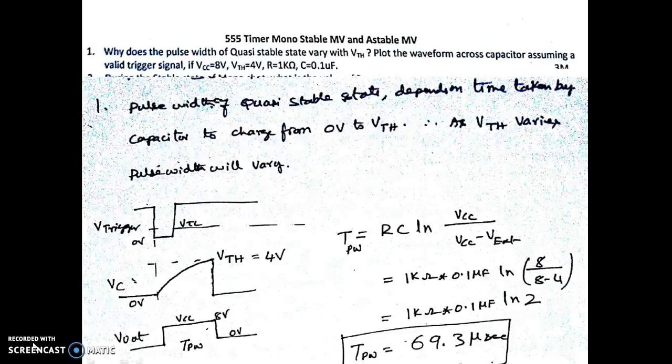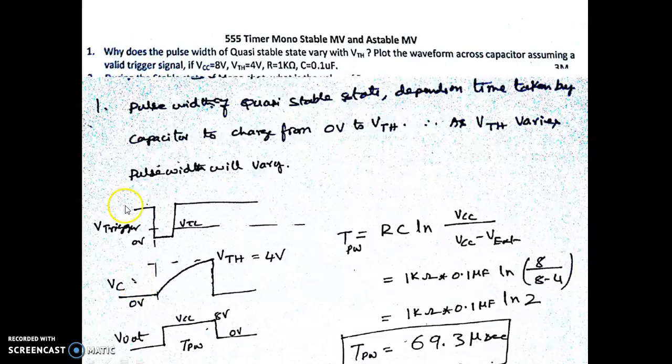Now the first question was on 555 timer, monostable multivibrator and astable multivibrator. The first question was, why does the pulse width of the quasi-stable state in a monoshot vary with VTH? And you are asked to plot the waveform across the capacitor, assuming a valid trigger signal. It was also said that let VCC be 8 volt, VTH equal to 4 volt, R equal to 1 kilo ohm and C is 0.1 microfarad.